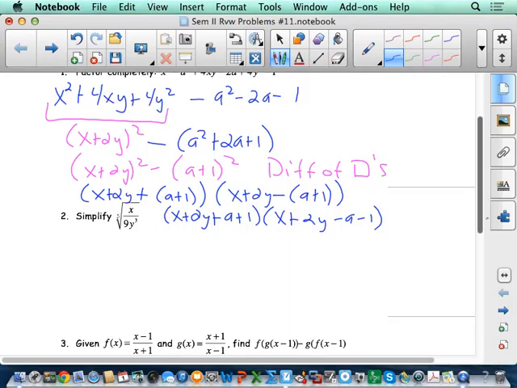Okay? So that was a good way to review factoring, difference of squares. Okay, but that didn't help so much, right?